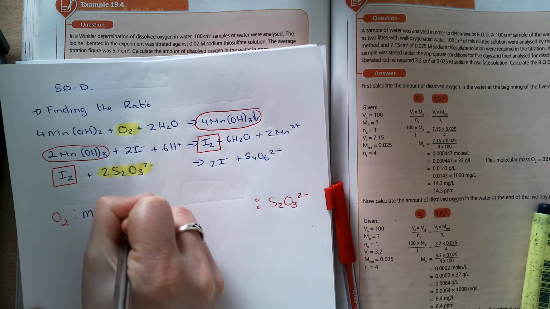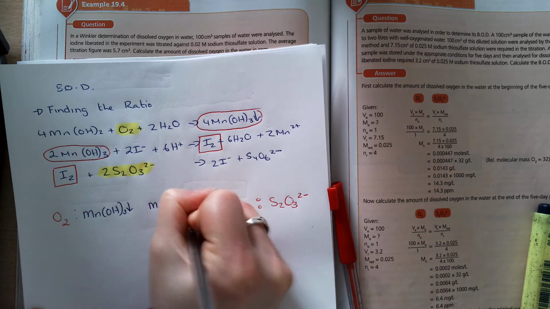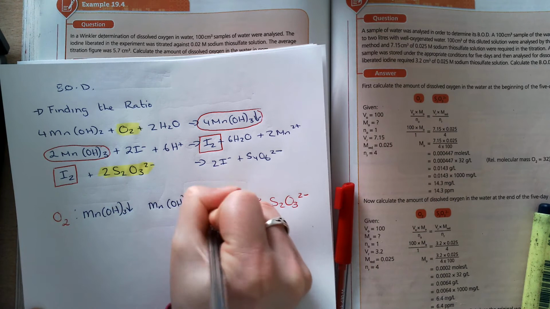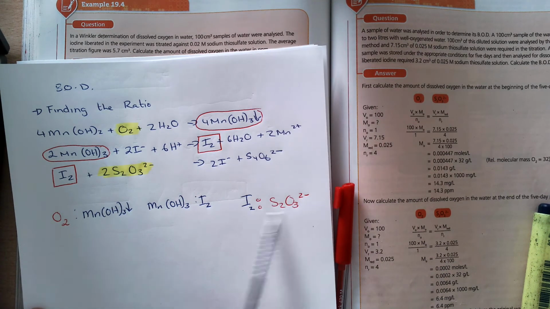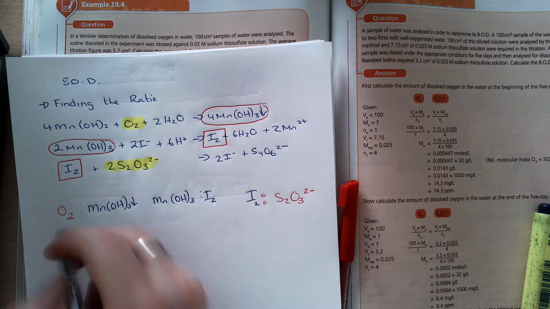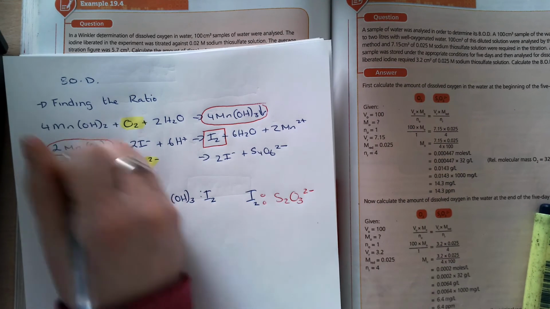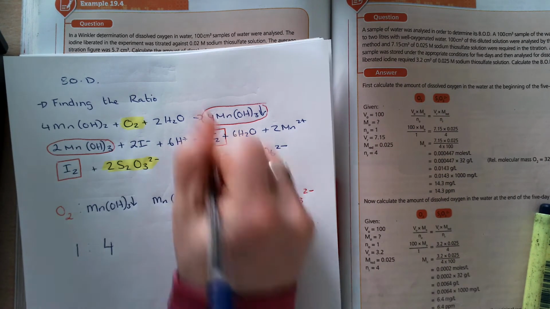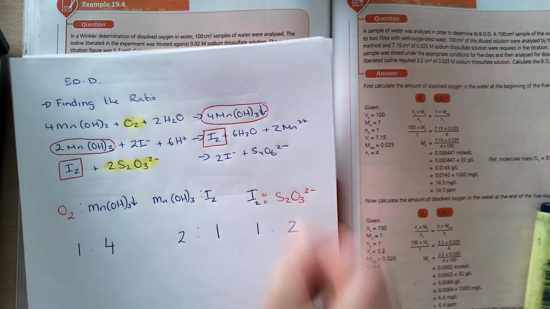So just if I look at what I have here, I have that in a ratio with Mn(OH)3. That Mn(OH)3 is then in a relationship with I2. And finally, I2 is then in a relationship with my sodium thiosulfate. I'm just going to write down as I see. So I have 1 is to 4. I have 2 is to 1. And I have 1 is to 2.